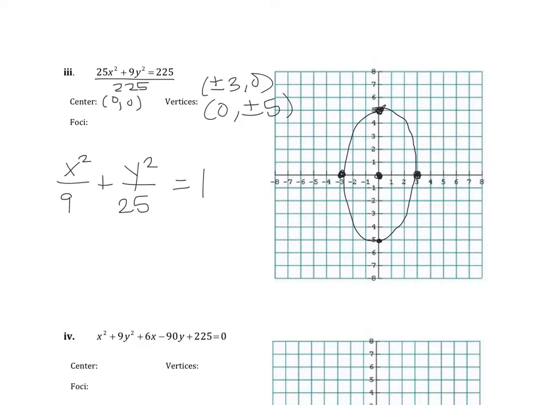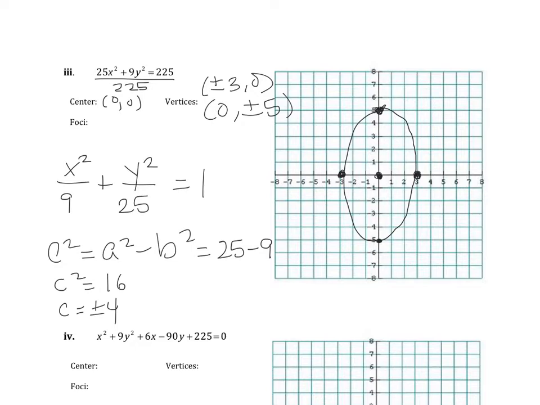And if we were going to find our foci, still c squared is going to be equal to a squared minus b squared. In this case, a squared is 25, b squared is 9. So 25 minus 9 is 16. So c is going to be really 4 units from the center, right? So we're going to be going up 4, down 4, and there are our foci. So our foci are at 0, plus or minus 4. Okay, so once we have that set equal to 1, that's a pretty easy problem.